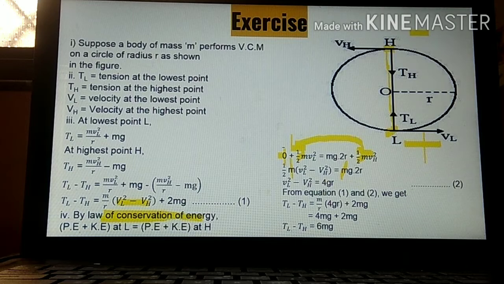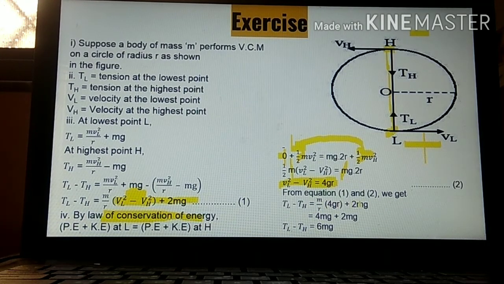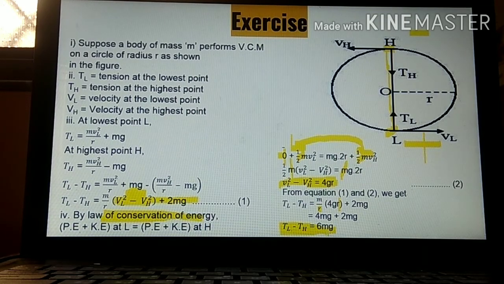So from equation 1 and 2, we have got vl square minus vh square equal to 4gr. We can substitute 4gr over here. So m upon r times 4gr plus 2mg. The r and r will get cancelled. Ultimately 4mg plus 2mg, which is 6mg. Based on this formula, there was one numerical as well, MCQs, which we have solved today.